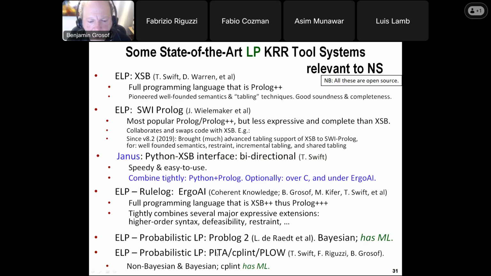Ditto for PETA and the CP-lint system developed on top of or using PETA or supersetting it, and Plow, which is an extension of the PETA portion. PETA won the Test of Time Award in the logic programming community a couple years ago. That supports non-Bayesian as well as Bayesian uncertainty and also has capabilities for ML.